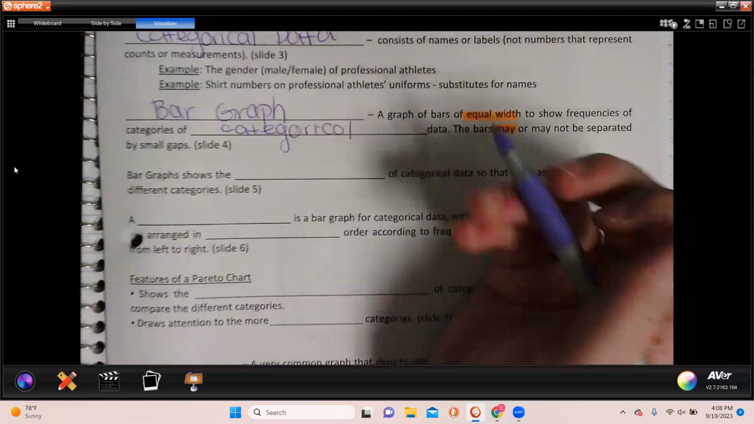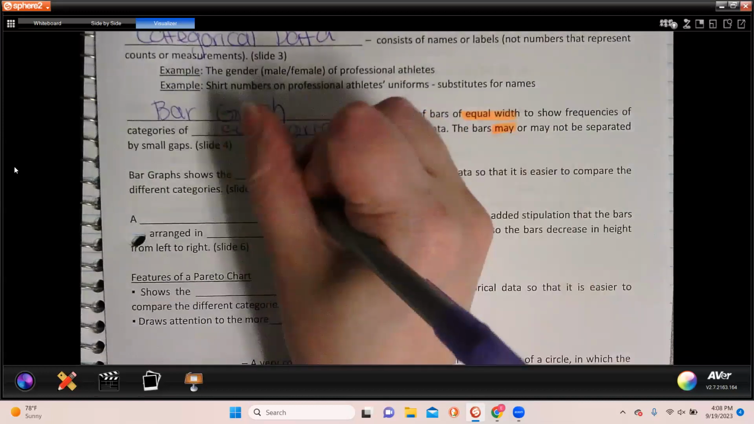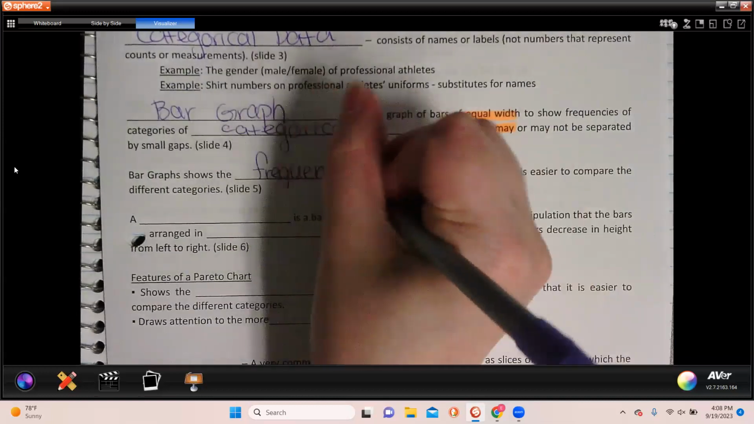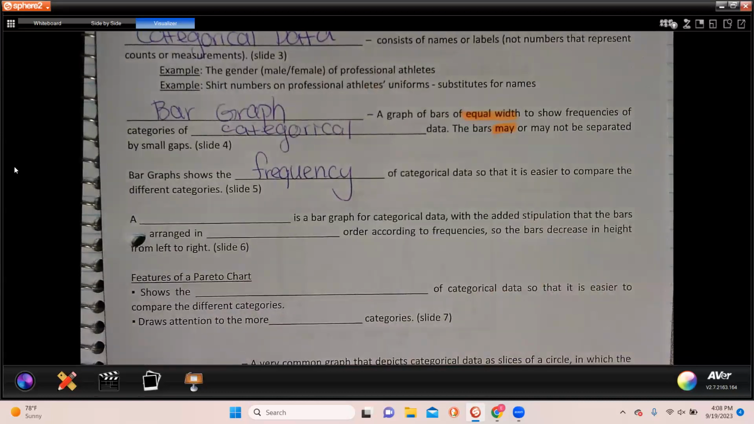A bar graph shows the frequency, which is how often something happens, of categorical data so that it is easier to compare the different categories. Okay, if I know how often somebody has red hair, I can better judge if that's rare or common. Okay, for the record, it's rare.